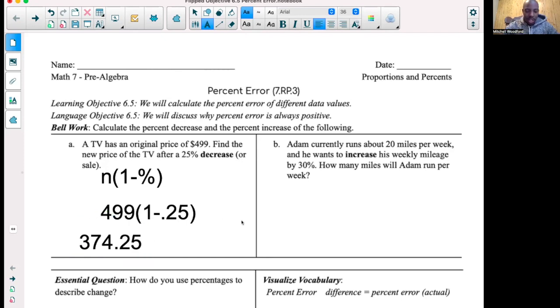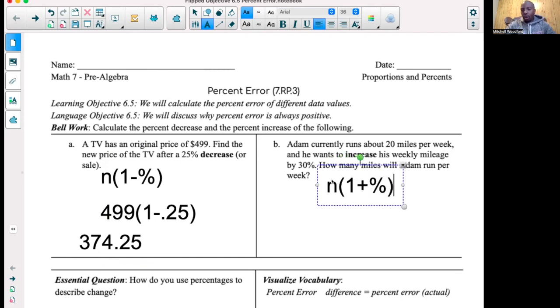Remember, decrease is another way of saying discount. All right, discount is another way of saying decrease. If something's on sale, which means that it's going down in value, that's a decrease as well. If it was sales tax, that means it's increasing. If it was a markup, that means it's increasing. So just pay attention to those words. They do matter.